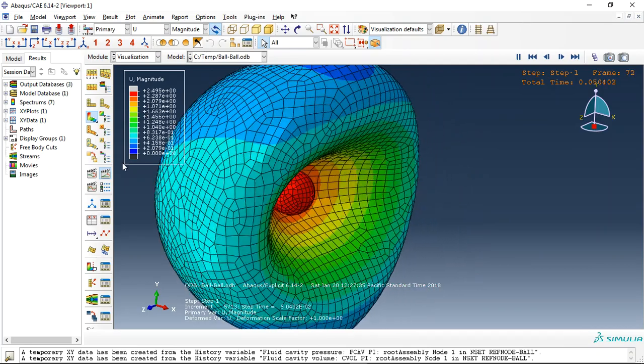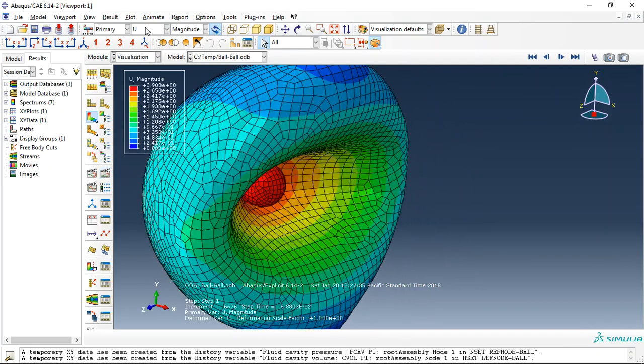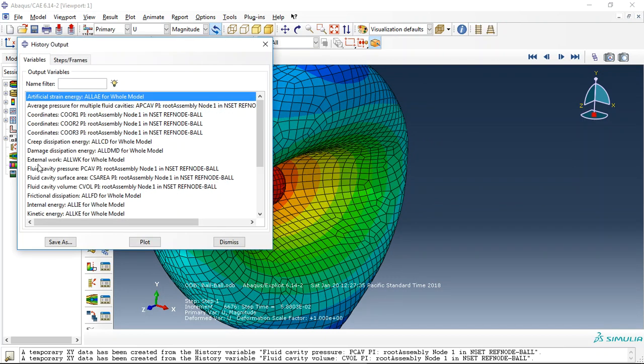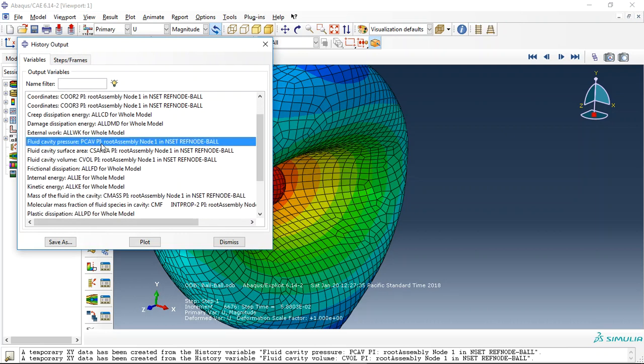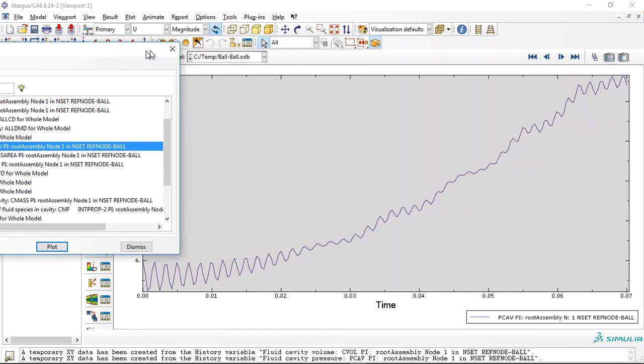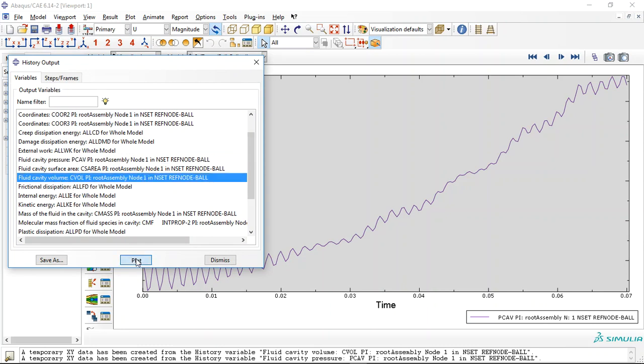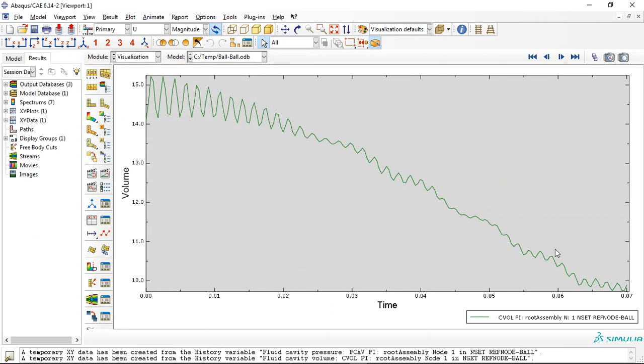This is you. And everything that you need is provided here, but there is some important diagram here. This is the fluid cavity pressure, and the other is fluid cavity volume. These are the two important diagrams in this simulation.